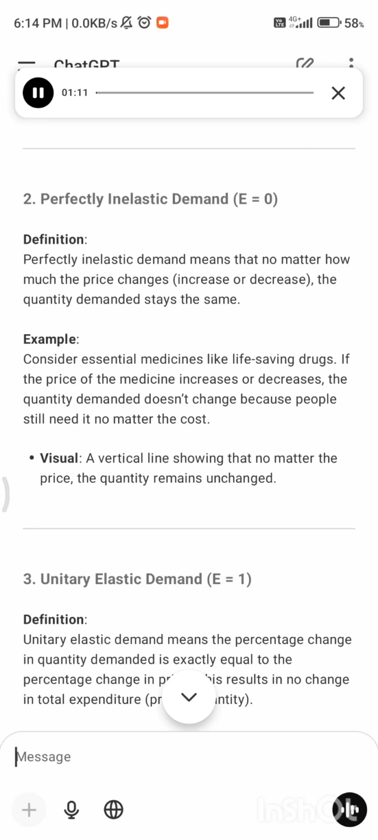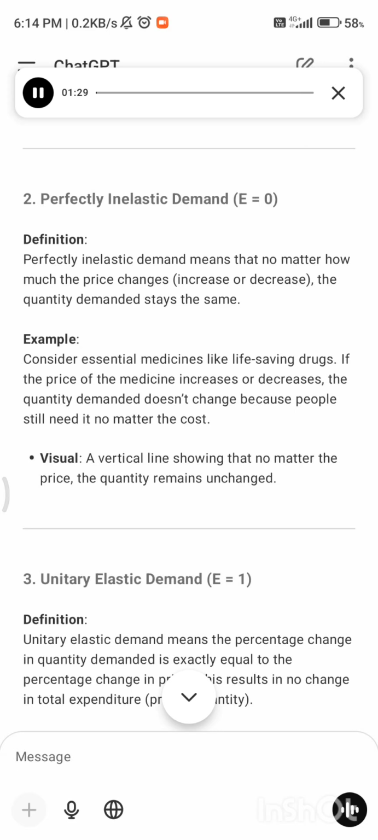Example: consider essential medicines like life-saving drugs. If the price of the medicine increases or decreases, the quantity demanded doesn't change because people still need it no matter the cost. Visual: a vertical line showing that no matter the price, the quantity remains unchanged.